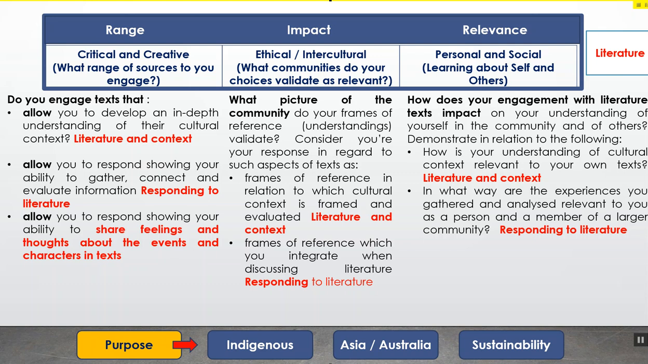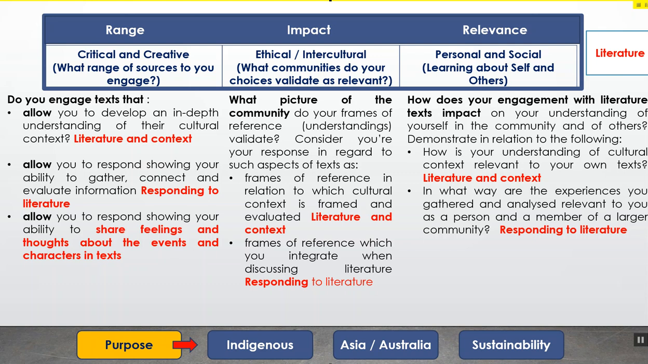Allow you to develop an in-depth understanding, so the text. Do you engage texts? I'm reading the critical and creative. Do you engage texts that allow you to develop an in-depth understanding of their cultural context? Curriculum is really, so again, you create a range so that you no longer look at language, but basically look at the culture of recipe itself, right? Culture of recipe, and then you range culture of novels, culture of poetry.